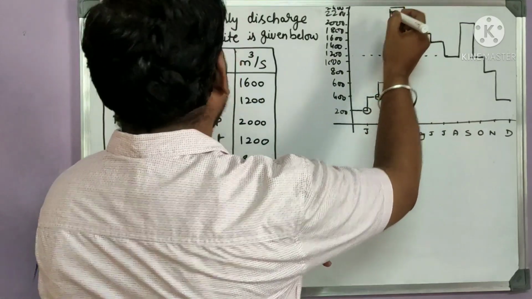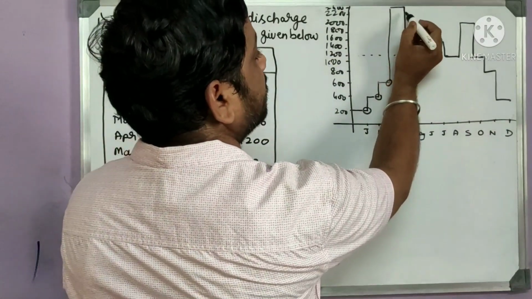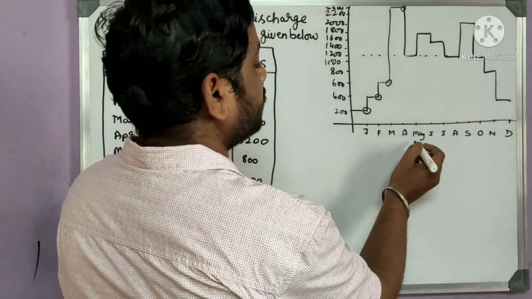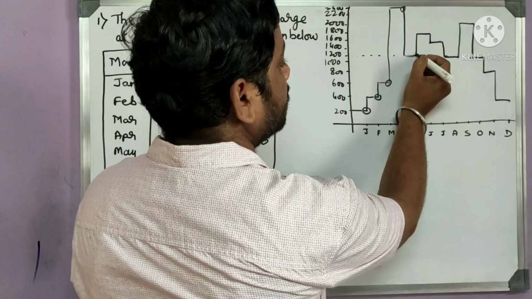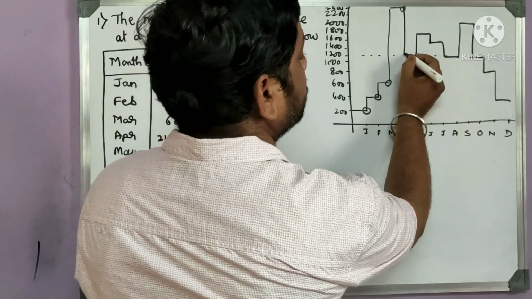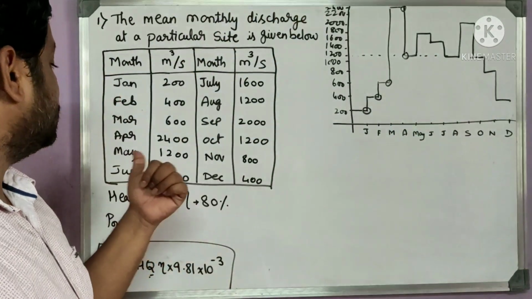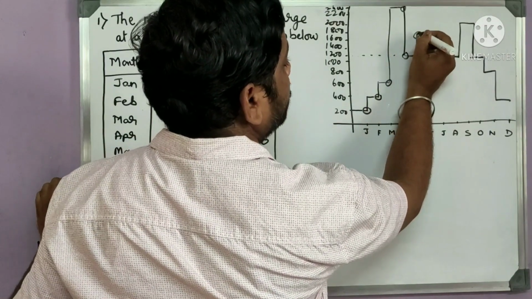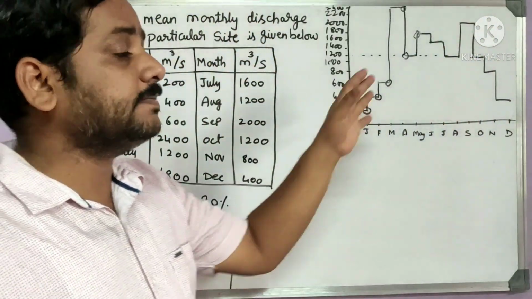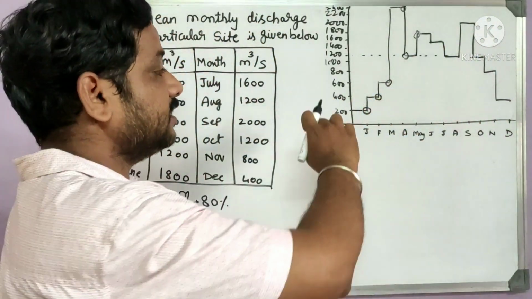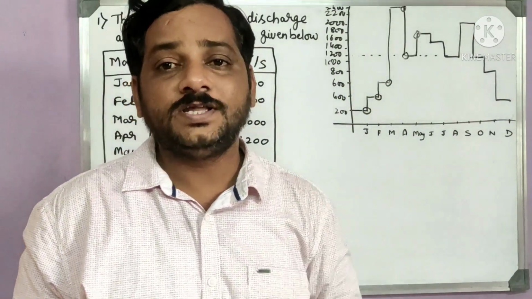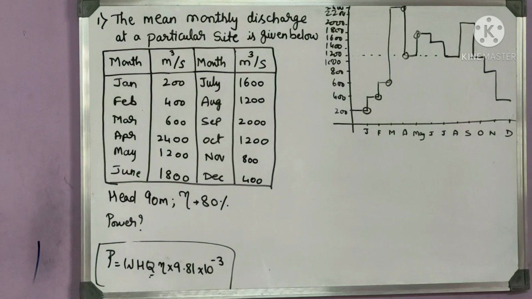So next what happens? We have 2400 in the month of April. So in the month of May, we have 1200. Next, we have 1800 in the month of June. So we just go on, highlight the points, go on ticking the points and then just join the points as I have shown here. So this is about how to plot a hydrograph from the given data.